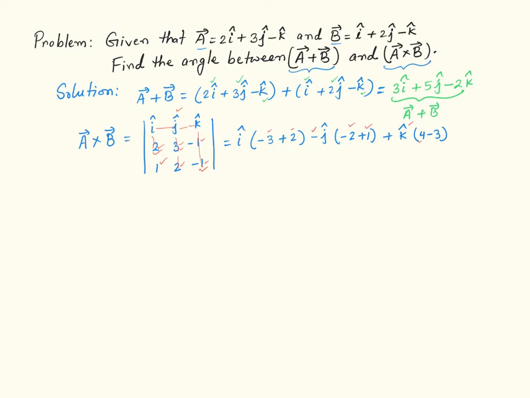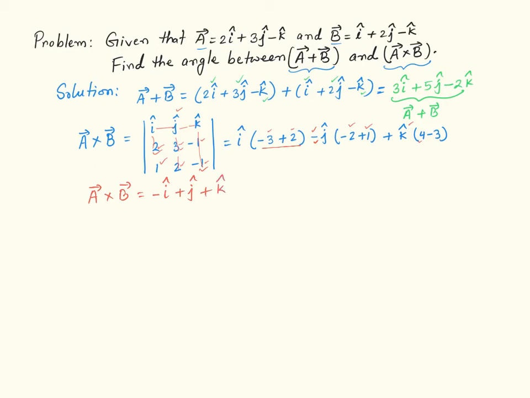Now if I simplify it, I get A cross B, which is going to be negative i, because negative 3 plus 2 is negative 1. Then negative 2 plus 1 is negative 1, but negative and negative is going to make it positive. So this is j hat, then plus 4 minus 3 is 1, 1k hat. So that's my A cross B.